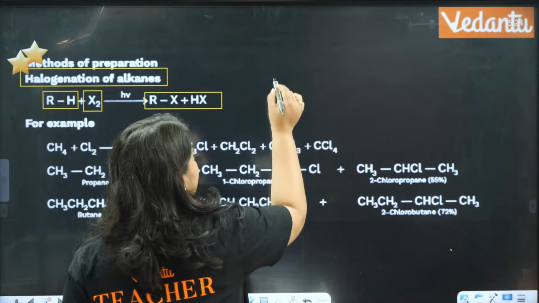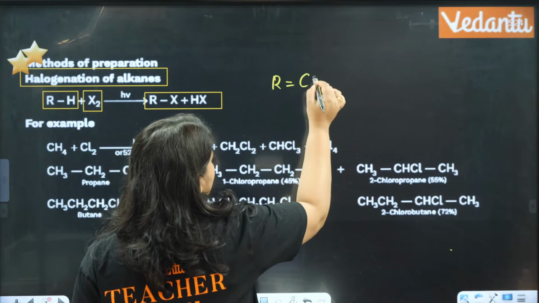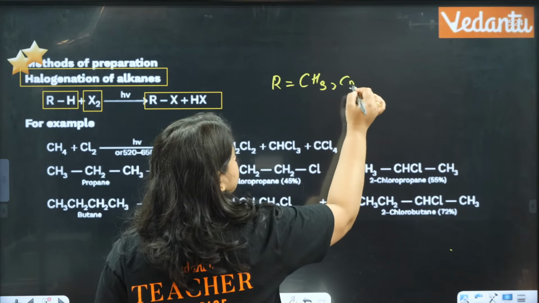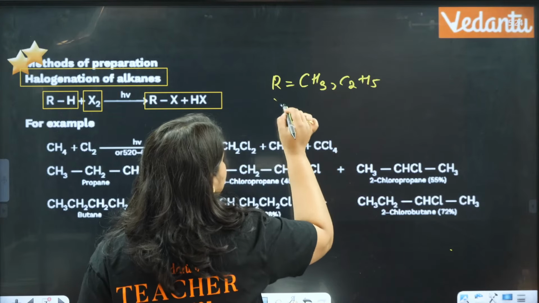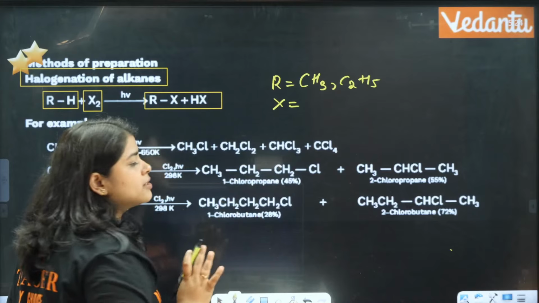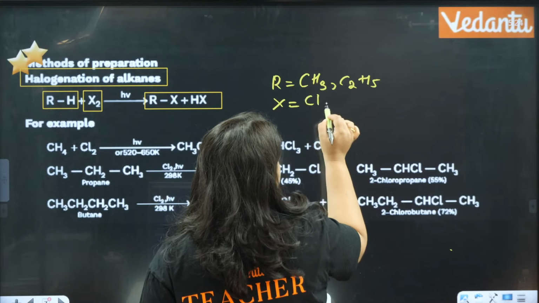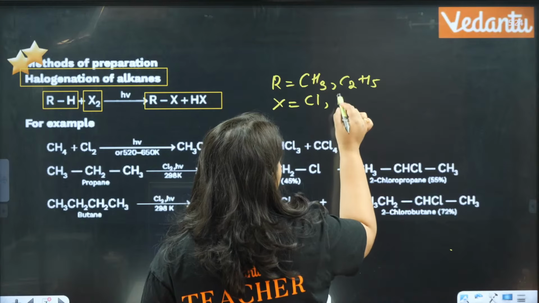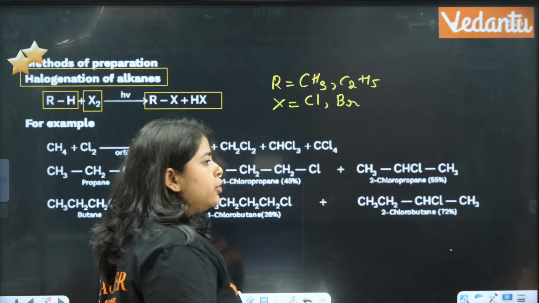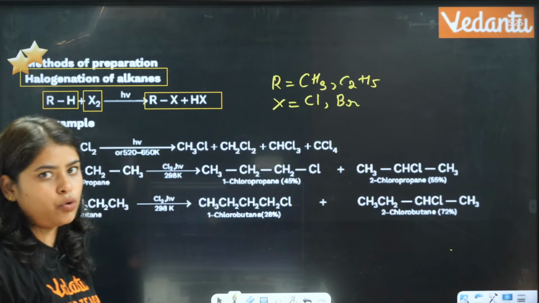In place of R you can add CH3, C2H5, anything you can add. In the X place you add functional groups like Cl, or you can add Br also.